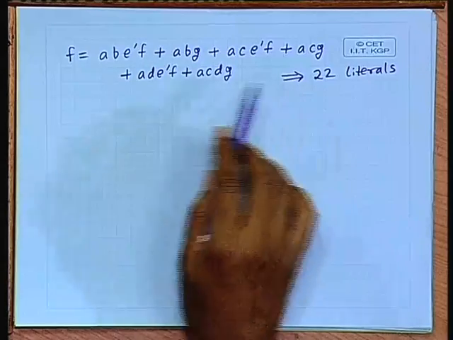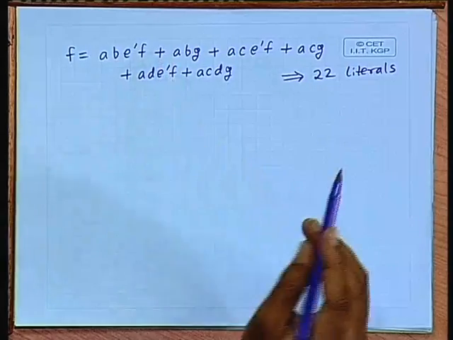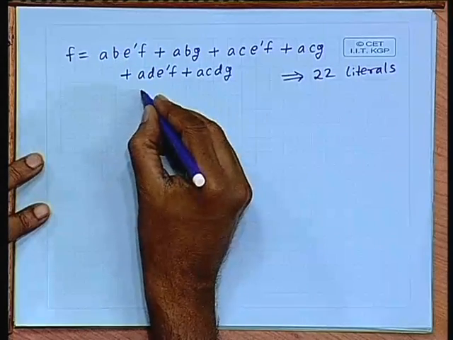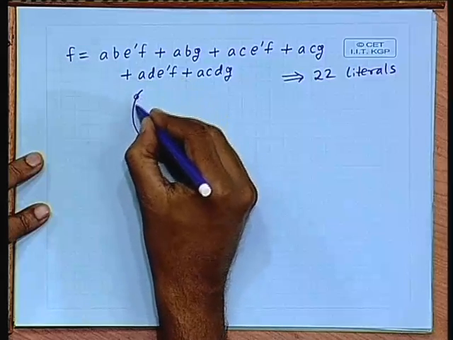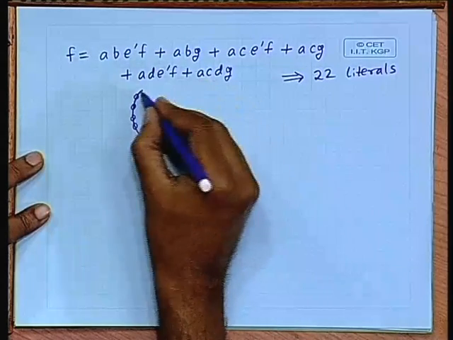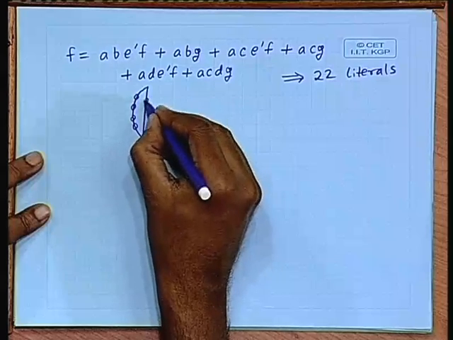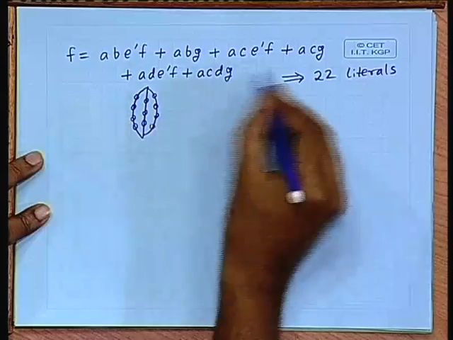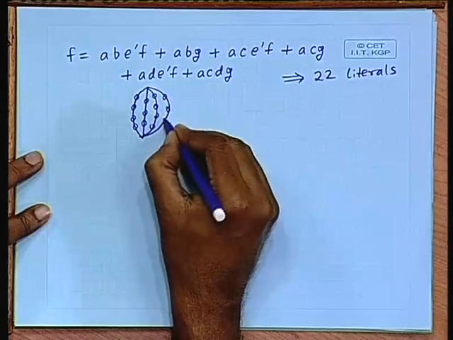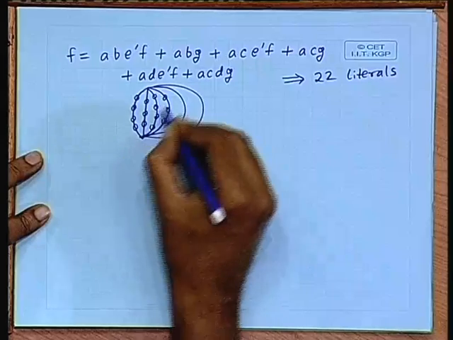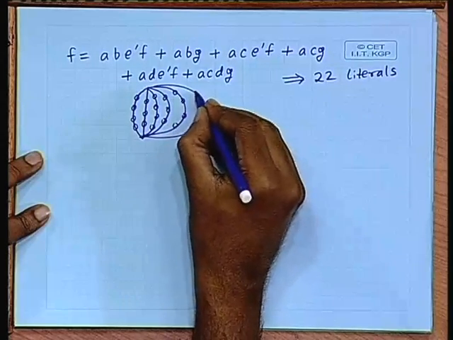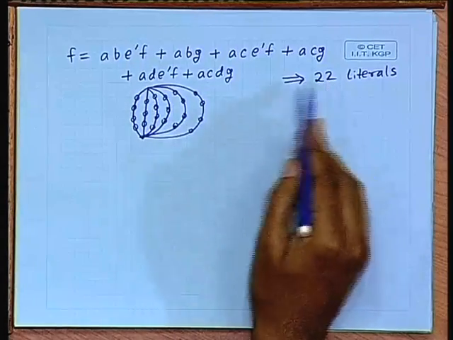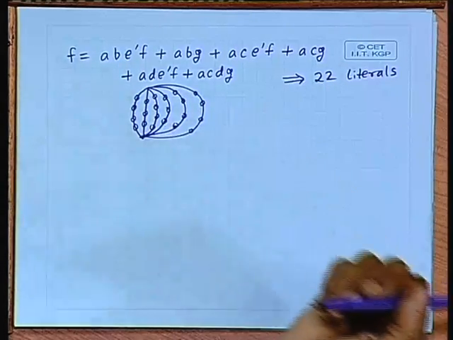Now, if we want to have a straight away implementation of this function, then with respect to the pull down network, there will be one arm with 4 transistors, 1, 2, 3, 4. There will be another with 3, 1, 2, 3. There will be another with 4, 1, 2, 3, 4. Another with 3, 1, 2, 3, and another 2 with 4 each. Okay. So as you can see, you need 22 transistors in the pull down as well as in the pull up.